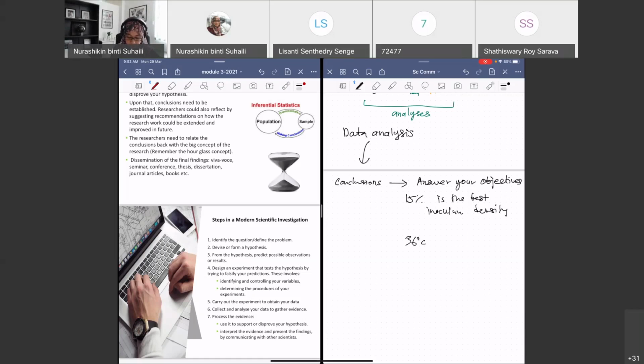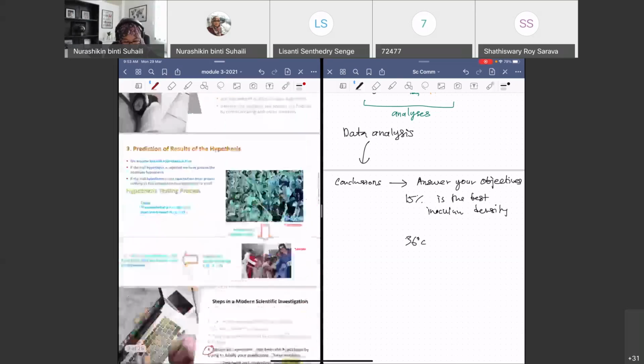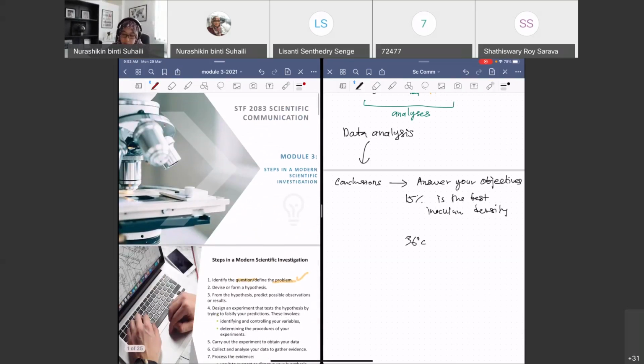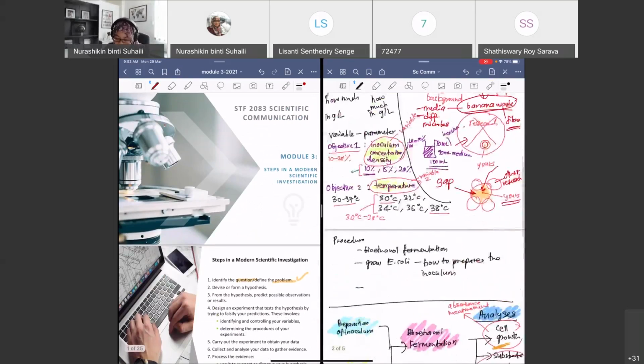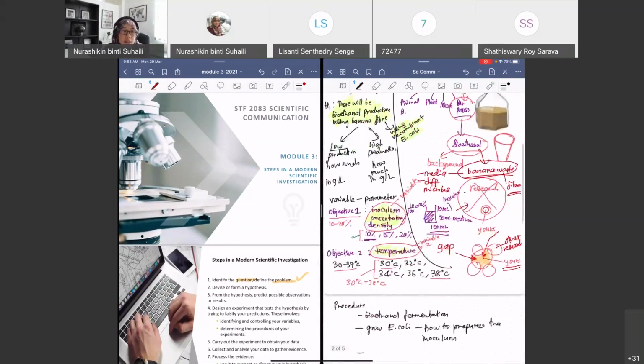And then you interpret the evidence and present the findings in the form of reports or presentations. So that's the communication. That's where scientific communication comes into play. All right, so that's it for today. I hope that you understand what I have explained here, and I hope the examples that I gave are useful. Any question, guys?